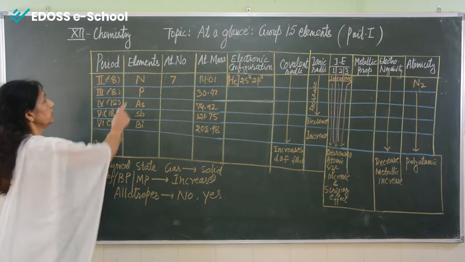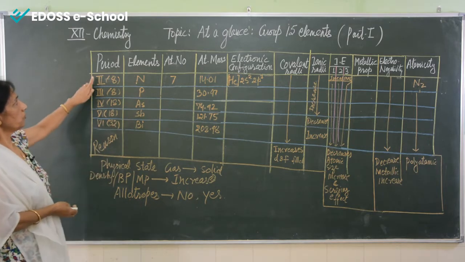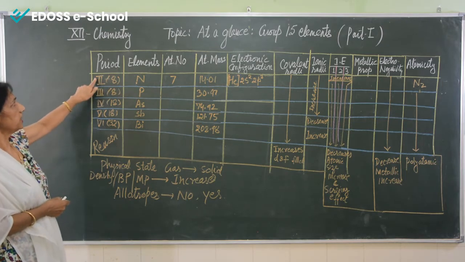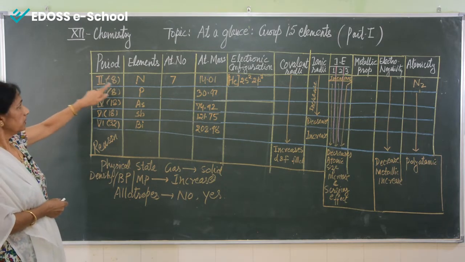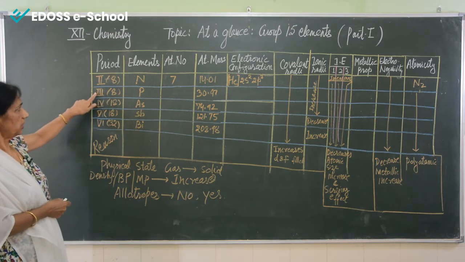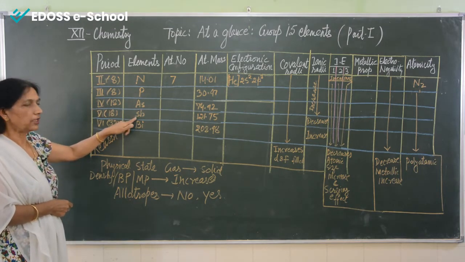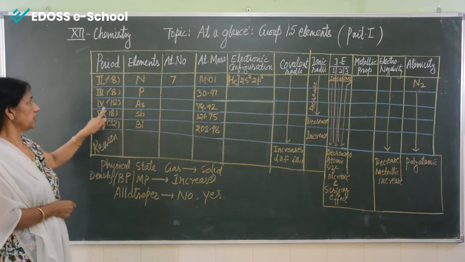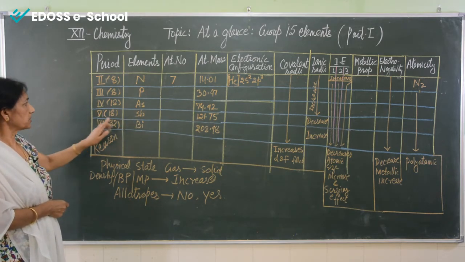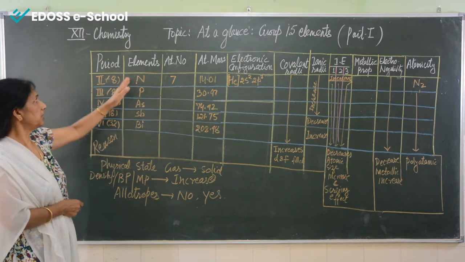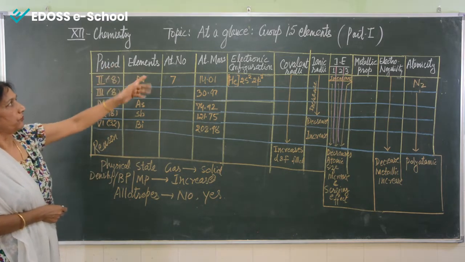Now we know that nitrogen is in the second period, so in front of it I have written second period. Then phosphorus comes in the third period, arsenic in the fourth period, antimony (Sb) in the fifth period, and bismuth in the sixth period. So there are 5 elements in group 15.